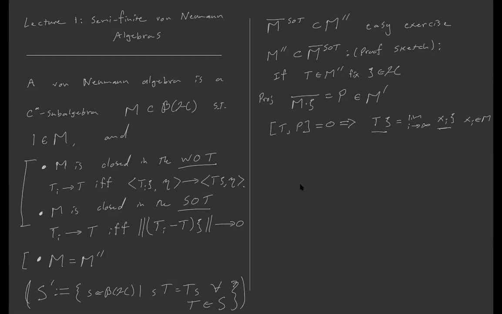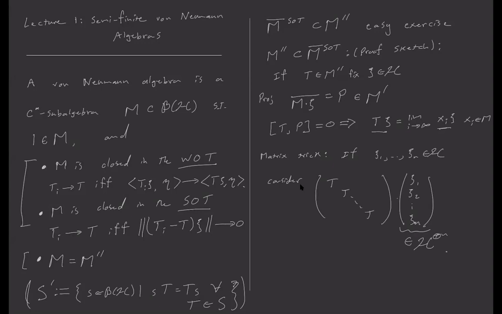And then for getting multiple vectors at the same time, you use a matrix trick. So if you have now c_1 through c_n in H, then you consider this operator T down the diagonal, and then times the vector c_1, c_2, through c_n. And this vector right here, you view it as an element in H direct sum n times. And there you can compute the commutant. You still have the same natural double commutant. And so you can, again, produce a sequence of x_i's such that this vector converges to the other one.